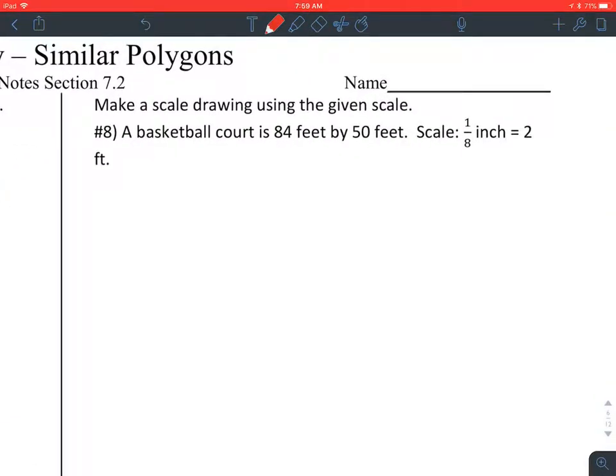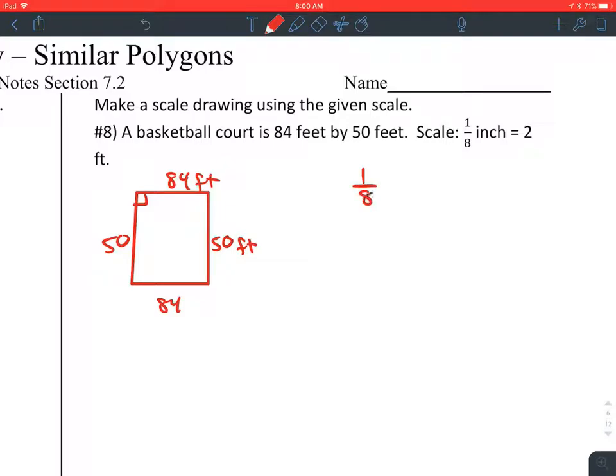Make a scale drawing using the given scale. This means using a ruler and measuring it out. A basketball court is 84 feet by 50 feet. Well, let's draw that. Basketball court's a rectangle. The scale, we want to start our proportion by writing down the scale. 1/8 of an inch is equal to 2 feet. We have to convert 84 feet in real life to inches on a scale. We got to convert 50 feet in real life to inches on a scale.